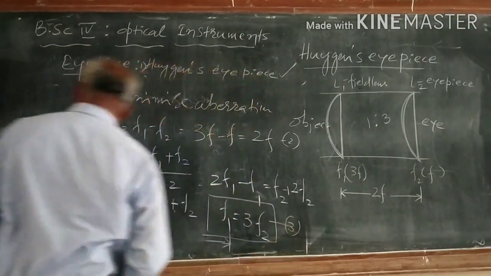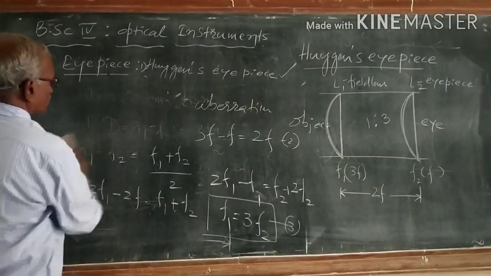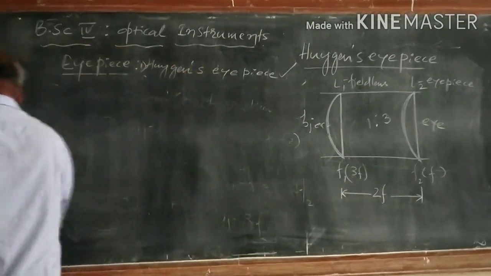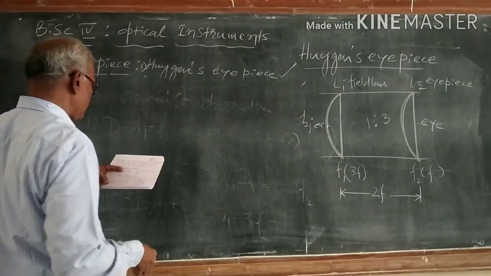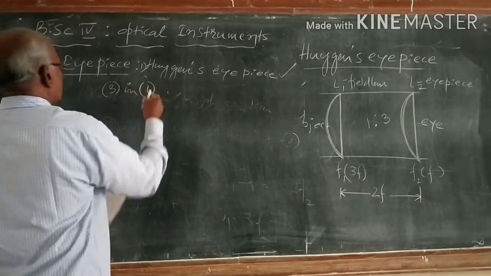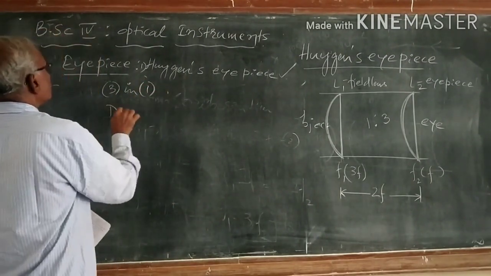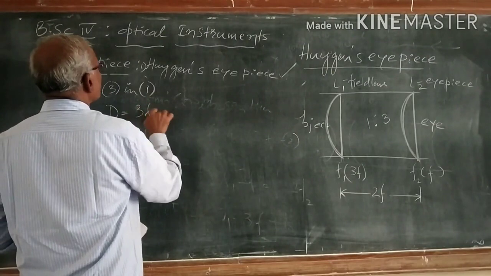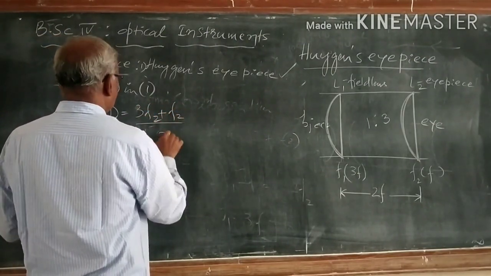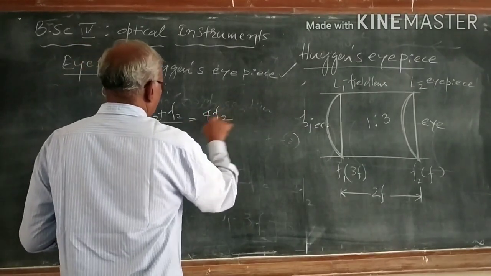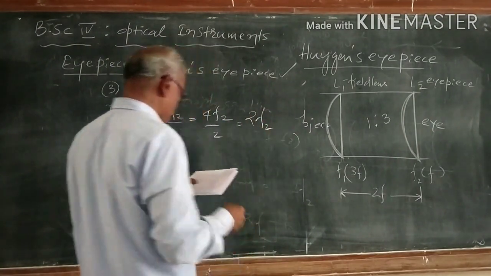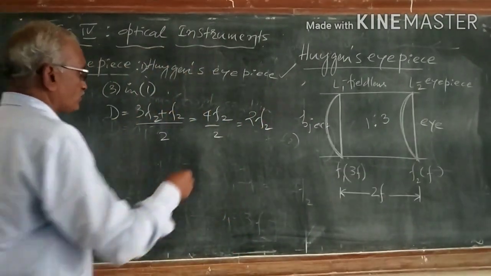Just keep all these equations in your mind. And once again, we have to substitute all these values in the equations. Substituting 3 in 1, D is equal to (3F2 plus F2) divided by 2, is equal to 4F2 divided by 2, is equal to 2F2. Equation number 4.